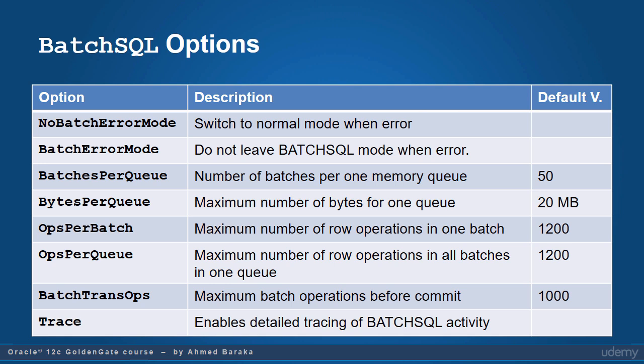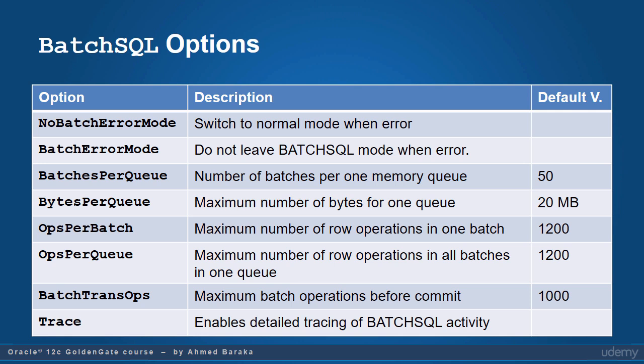No batch error mode and batch error mode are mutually exclusive. You can use only one of them at a time. No batch error mode causes the replicate to switch to normal mode when it faces an error. This is the default behavior.